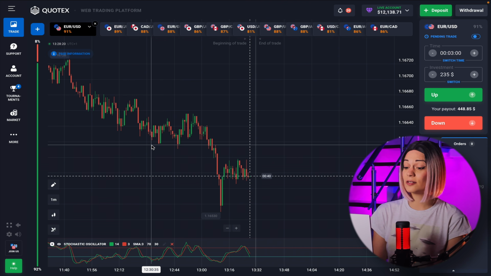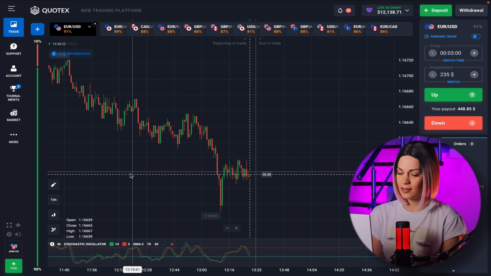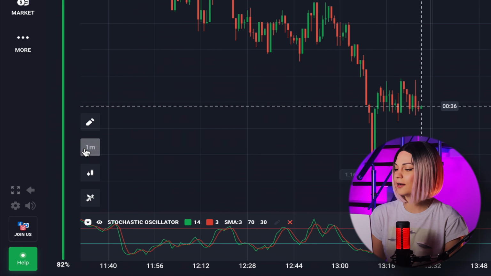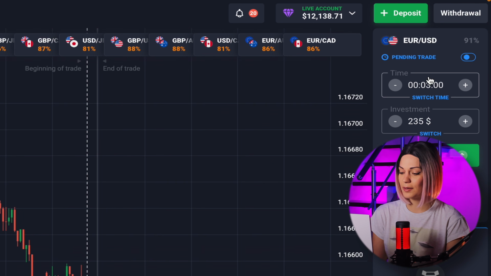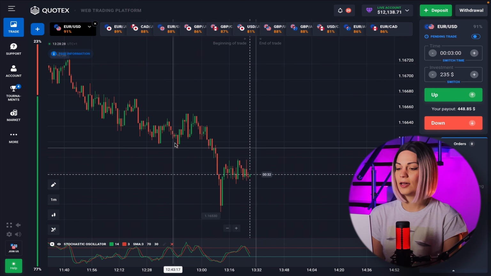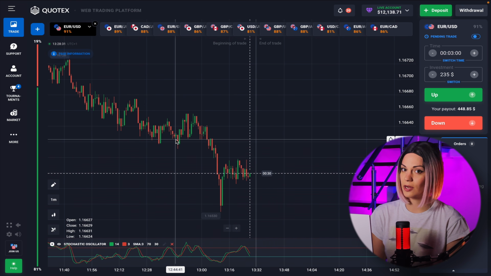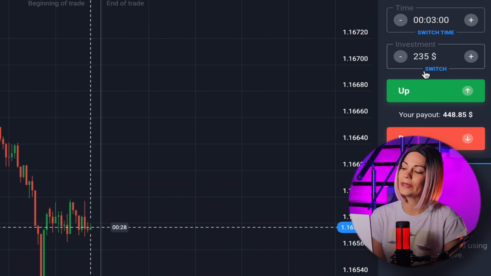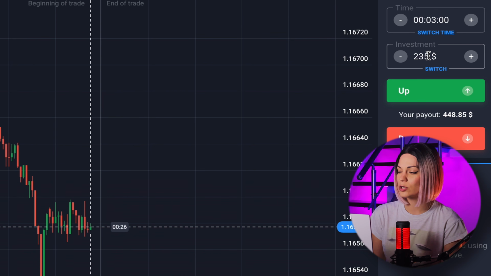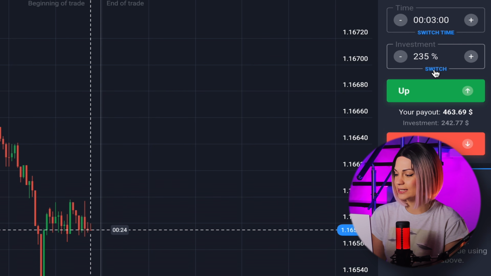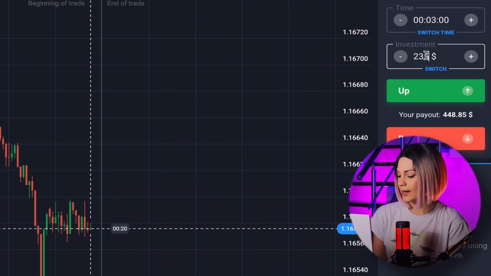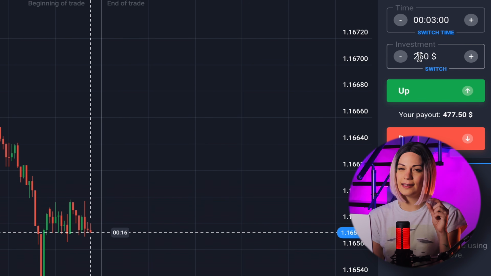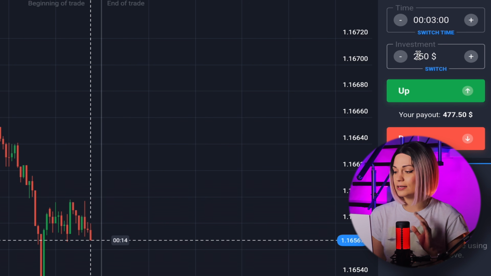Alrighty guys, so we're starting with the platform and the settings, and as always we have 1 minute time frame, 3 minute expiration time, we add stochastic, and we are working with price action as always. So about the money that we're going to use, yesterday we used 2.35%, today is supposed to be 2.42, so I'm going to do it in $250. That's a little bit more than 2%, but it is okay.